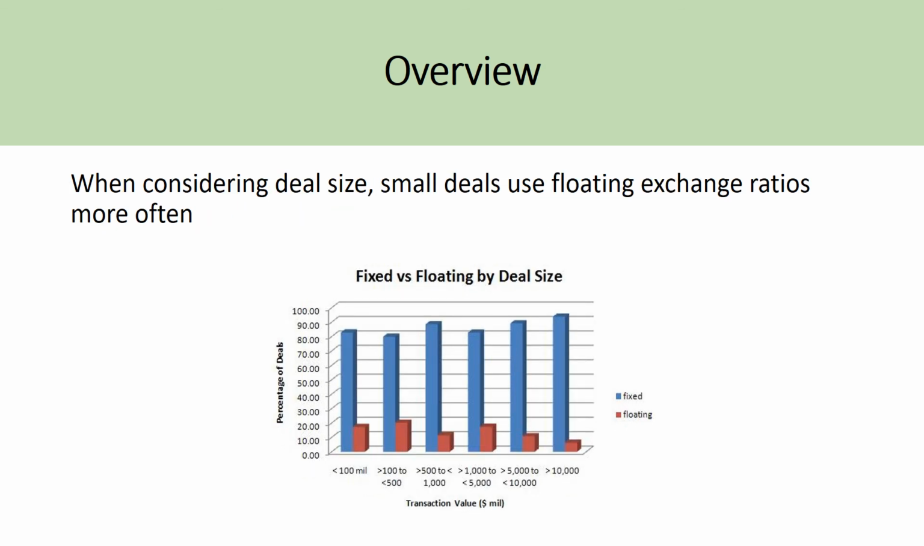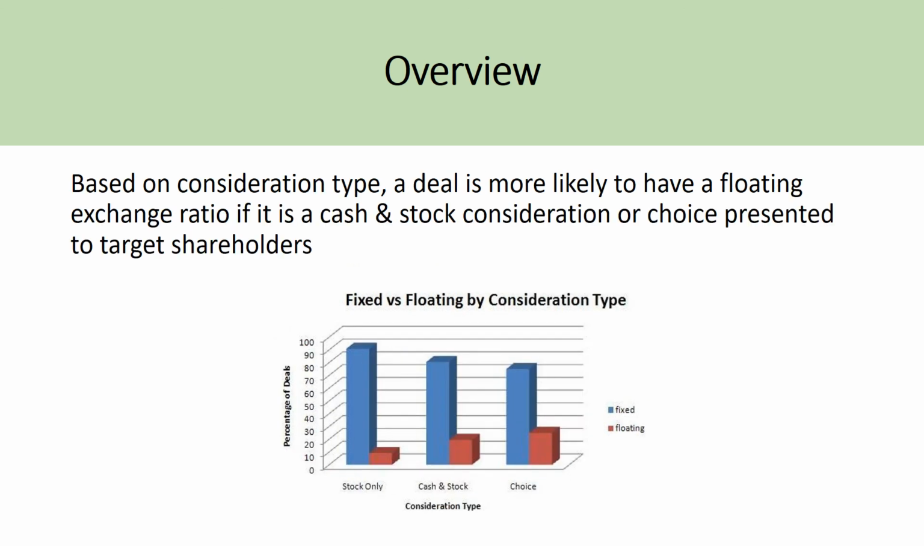When considering the deal size, smaller deals use floating exchange ratios more often because the risk is significantly less than big deals, where the big deals can involve a lot more shares if there is a floating exchange ratio. And based on consideration type, a deal is more likely to have a floating exchange ratio if it is a cash and stock consideration or choice presented to target shareholders.